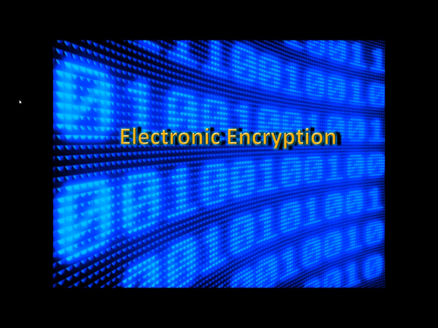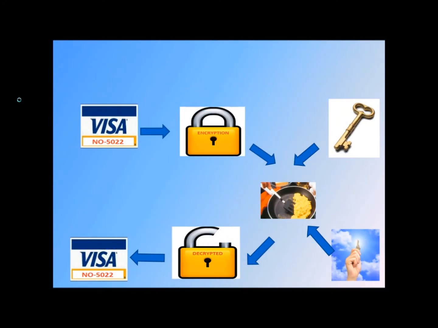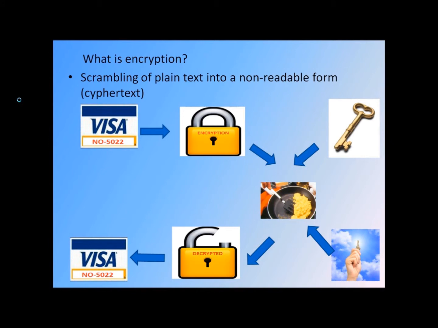Electronic encryption. What is encryption? Encryption is the scrambling of plain text into a non-readable form or ciphertext.